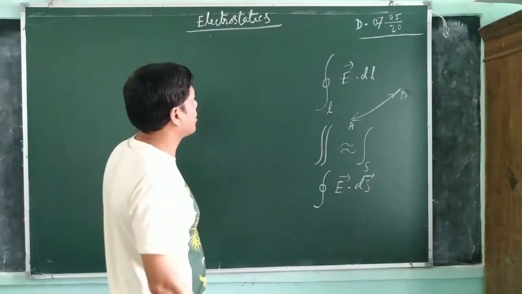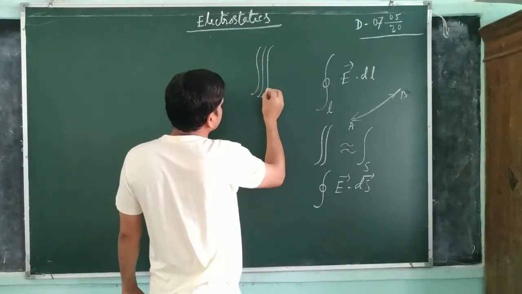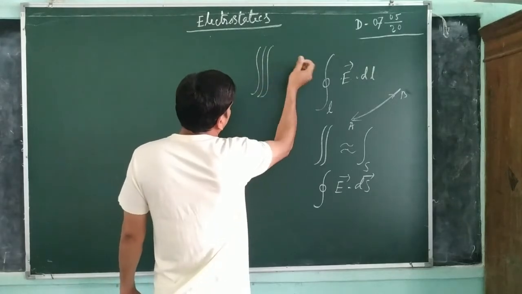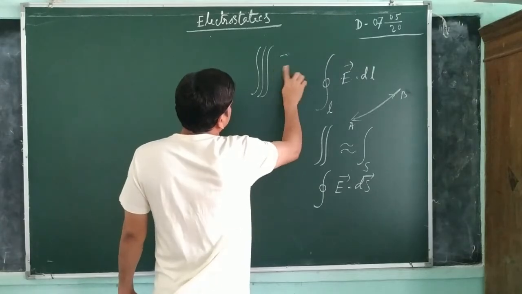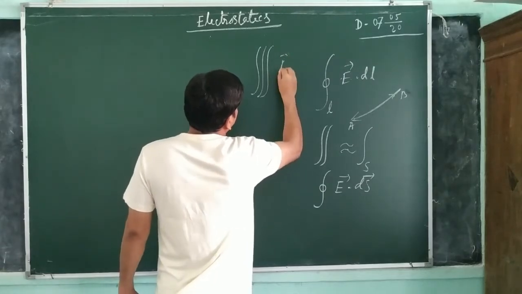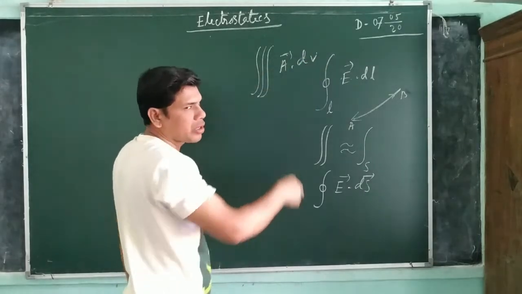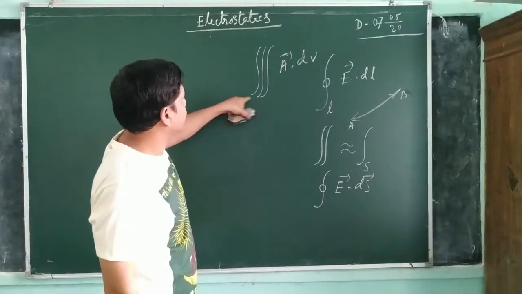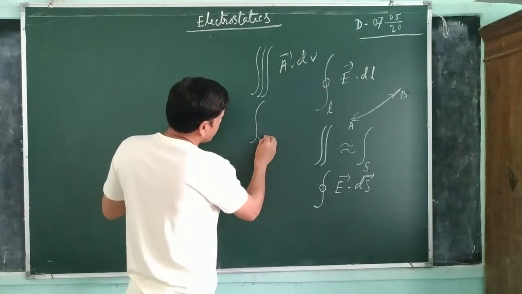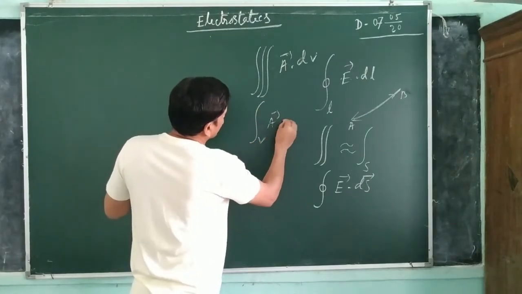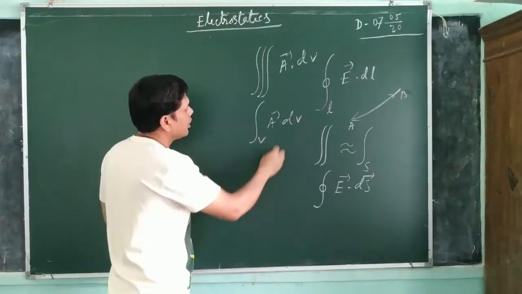And the last one is volume integration, or triple integration, like this. Volume integration: any vector A dot dv. Symbolically we write it with this integration symbol, or you can write it this way also, where V means volume, A dot dv.